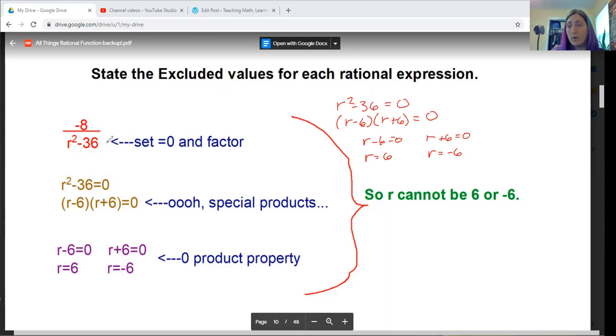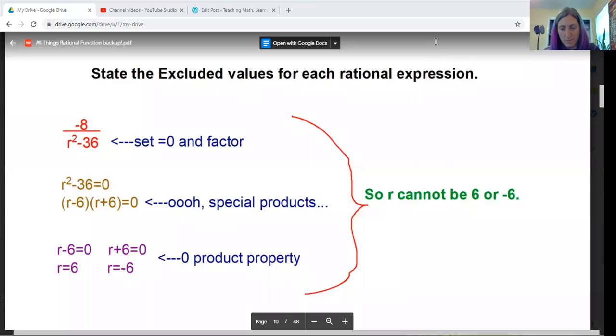We've just solved this little quadratic here really quickly because it's in the denominator. That means our excluded values are 6 and negative 6, right? If you plug in a 6 or a negative 6 into this r squared, you're going to wind up with a 0 in your denominator. All right, so excluded values getting a little more complicated, but not that much more complicated. Nothing you haven't seen before. All right, clearing, moving on down.